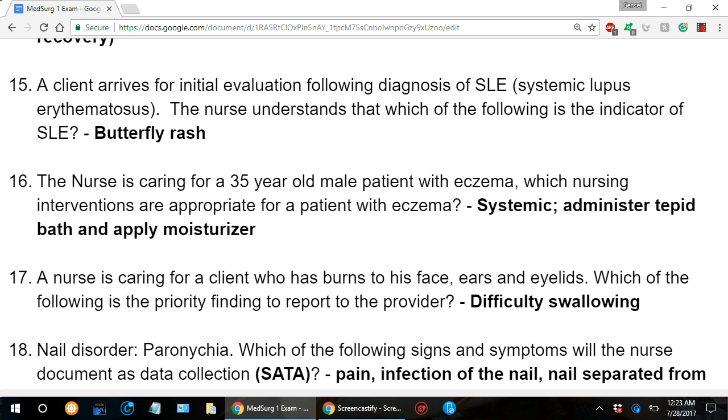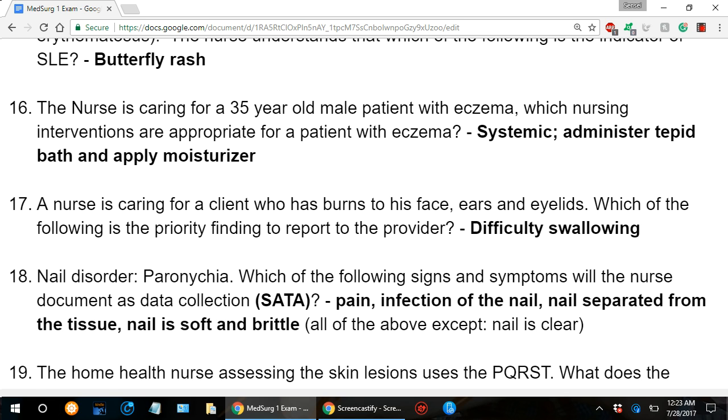Which nursing interventions are appropriate for a patient with eczema? Systemic, and that is administer tepid bath and apply moisturizer.